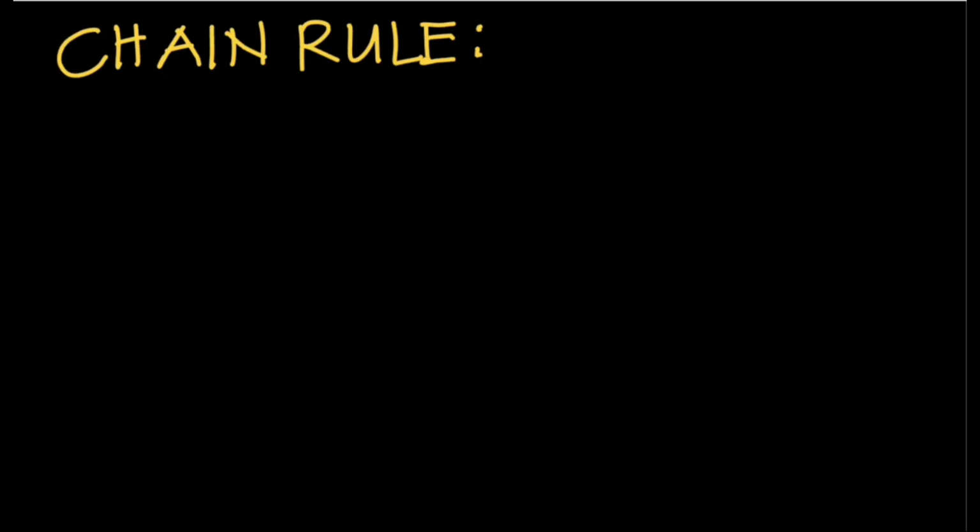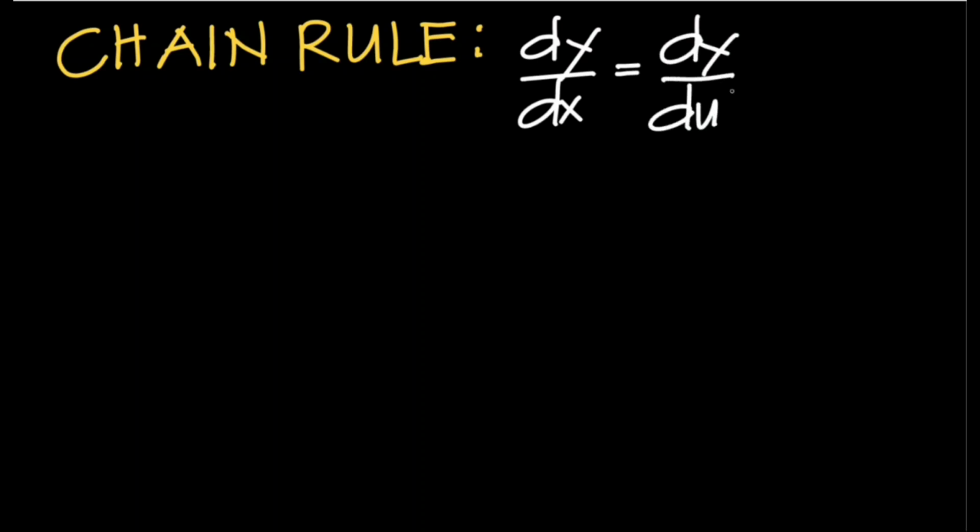Now let's discuss the chain rule. So the chain rule is a bit complicated, and the formula for chain rule is just dy over dx equals dy over du times du over dx. Notice here that we added du. So when we multiply dy over du and du over dx, du simply cancels out and we'd be left with the same dy over dx.